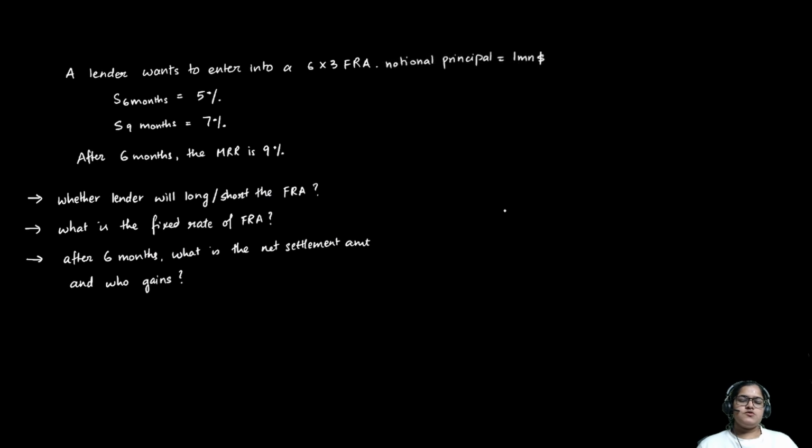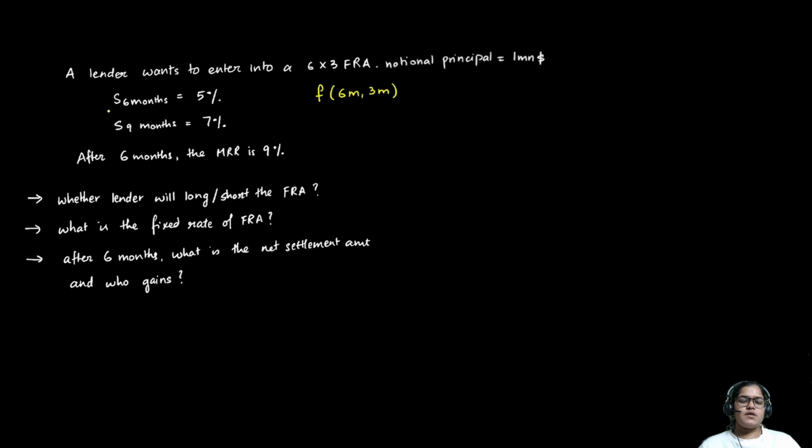Okay. So this is the question. A lender wants to enter into a 6 by 3 FRA. First of all, a 6 by 3 FRA basically means after 6 months for 3 months. So whenever we want to calculate the forward rate, we will calculate it as the rate which will prevail after 6 months for 3 months.